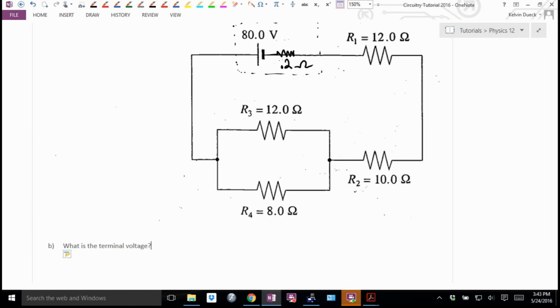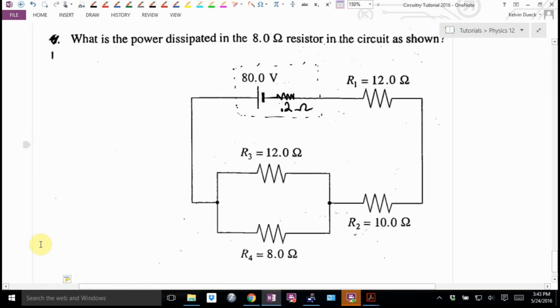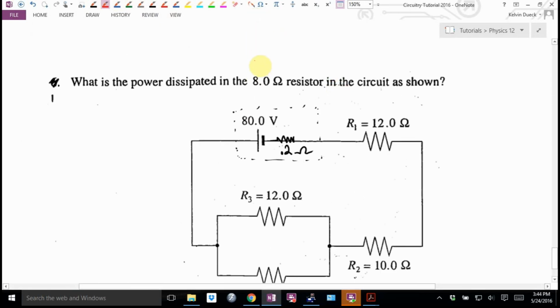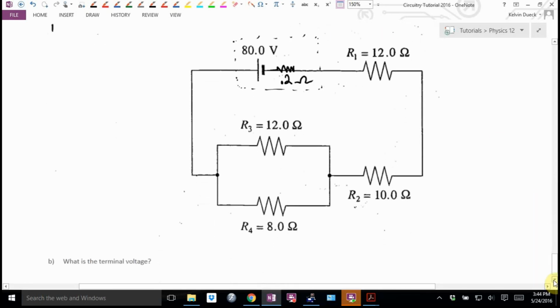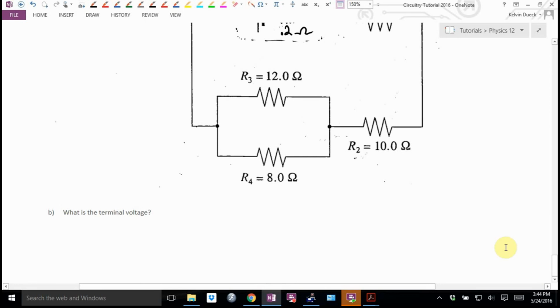Okay. First thing it wants us to find is the power dissipated in the 8 ohm resistor. It wants us to find power in R4. It wants us to find P4. Okay. You guys agree that I have to rewrite this, so let's rewrite this. I'm going to do this down below here. I think I got room. So I have an 80 volt battery.